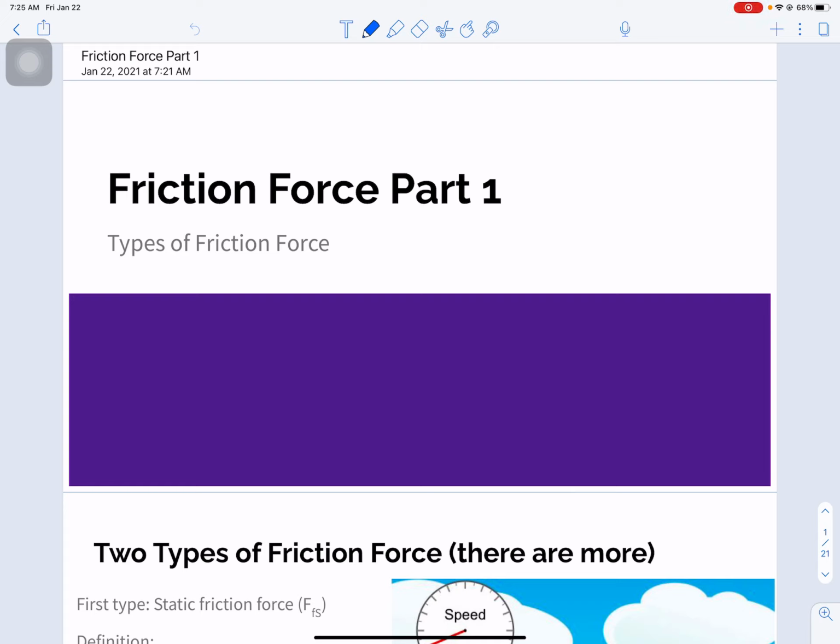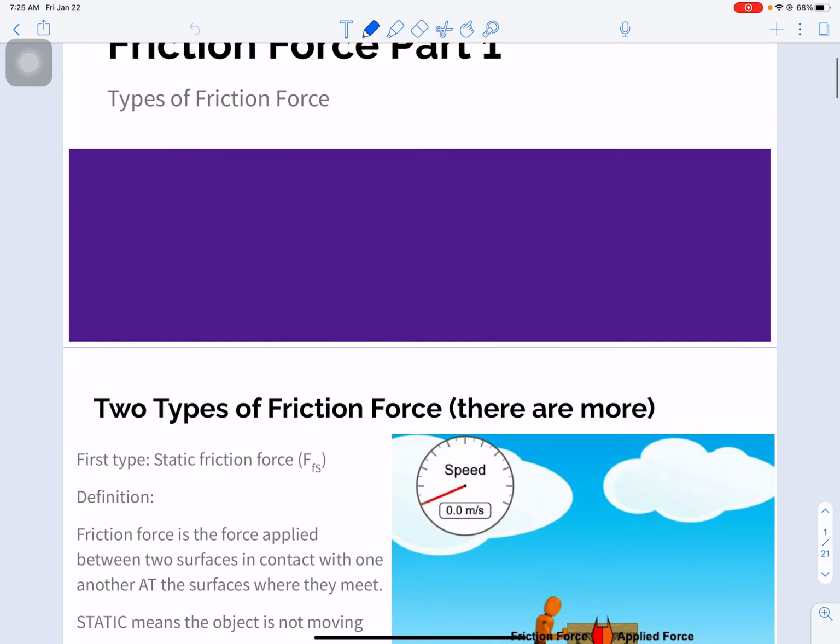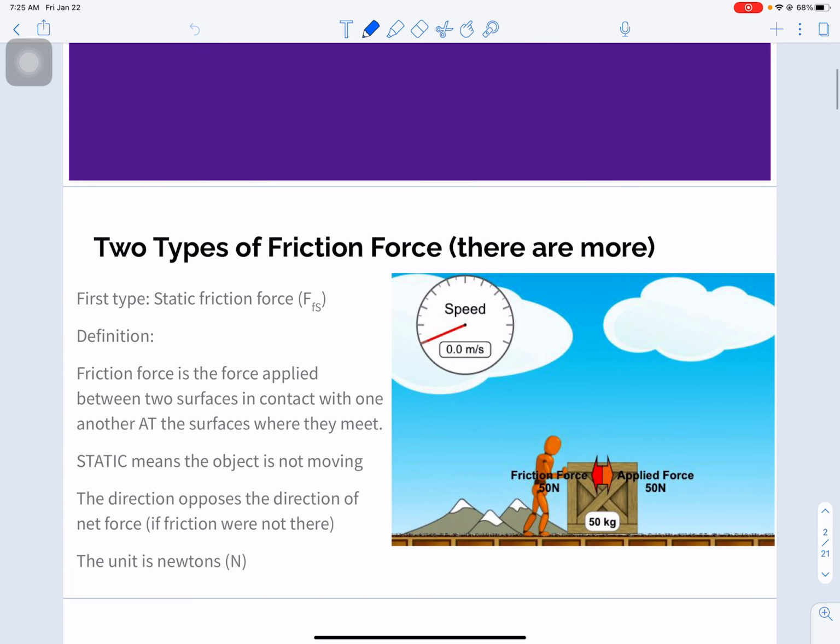In this video, I'm going to talk about friction force, and this is part one of probably 3 videos. In this video, I'm going to talk about the types of friction force, and in later videos, I'll talk more about the mechanism. We are going to learn about 2 types of friction force. There are actually more, but we're going to focus on just 2 of them because they're the 2 that we are going to see most commonly.